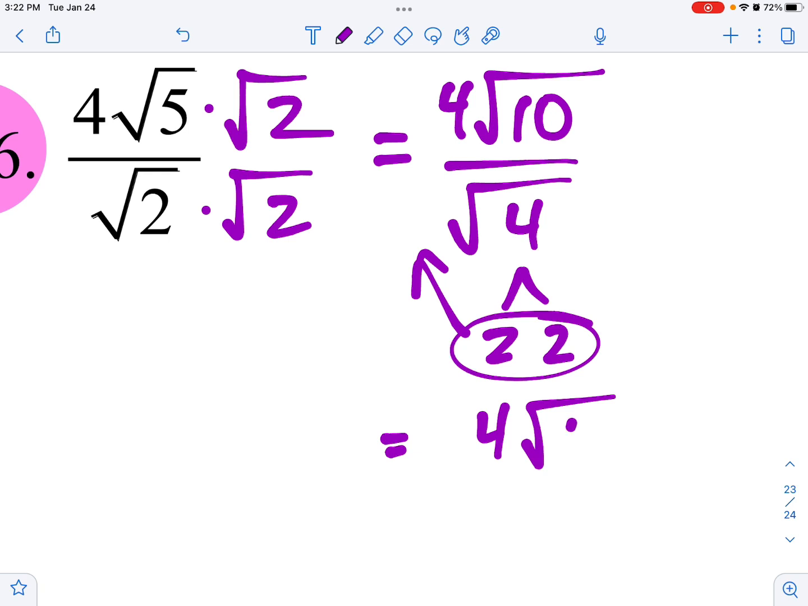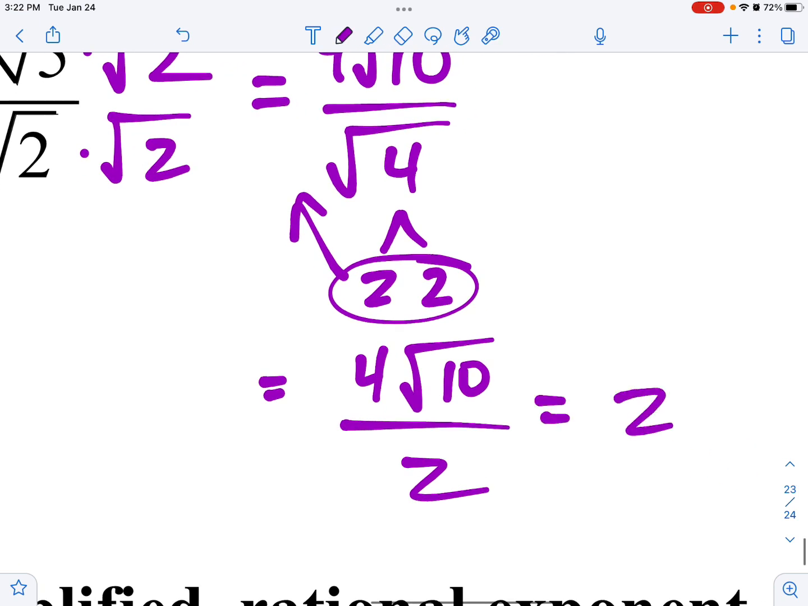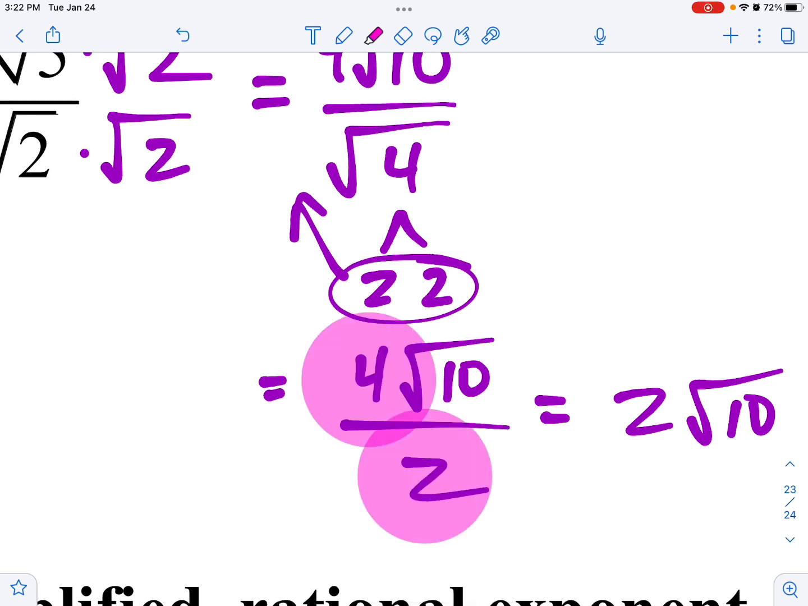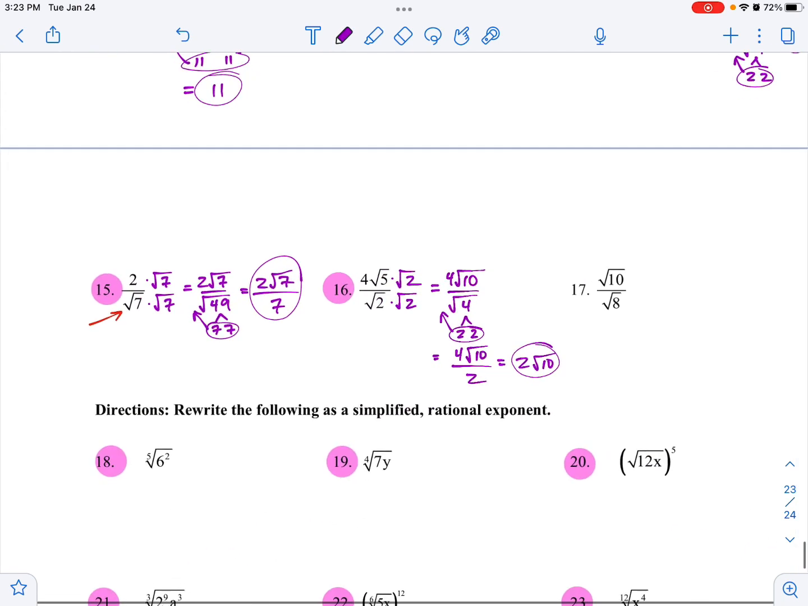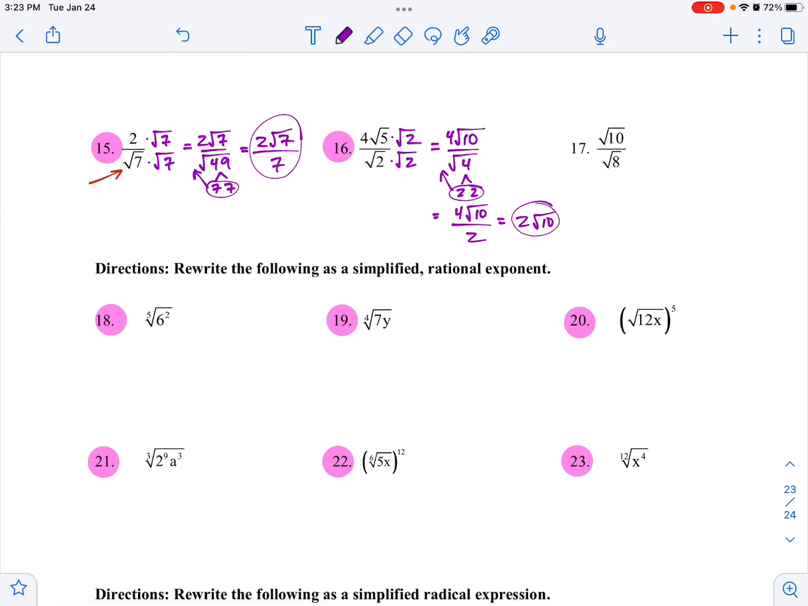I'm going to keep the top as 4 root 10, and the bottom is just 2, right? The square root of 4 is 2. And look, this can be reduced. 4 over 2 is 2. You can actually reduce that and then just keep the root 10. Yes, you're allowed to reduce those numbers together because they're both outside of the radical. 4 divided by 2 is 2. There's my final answer.